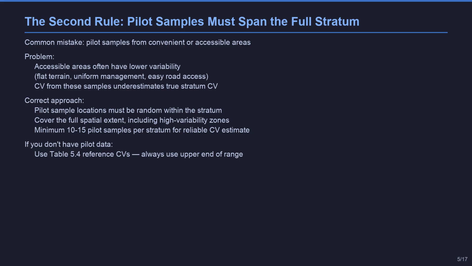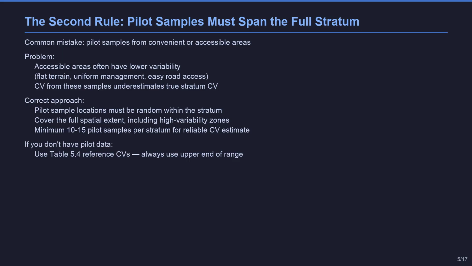Second, use CV from pilot samples that span the full stratum, not just the accessible or convenient part of the project area. This is a subtler mistake, but it has the same consequence. Accessible parts of a project area, near roads, near farm buildings, tend to be flatter, more uniformly managed, and less variable. If your pilot samples are concentrated there, your estimated CV will be too low, your calculated N will be too small, and you'll fail the precision check at monitoring.